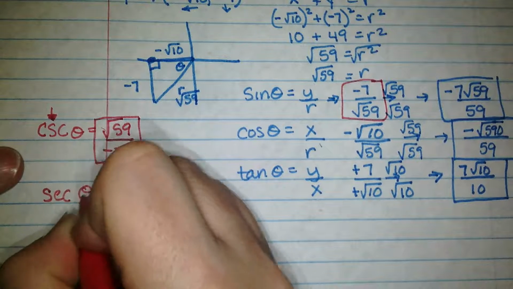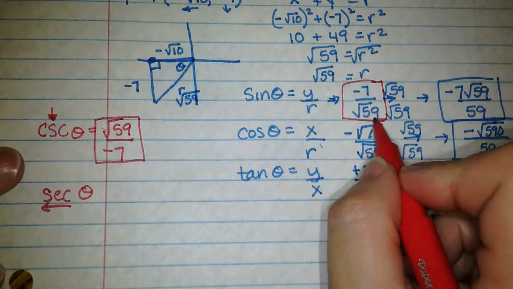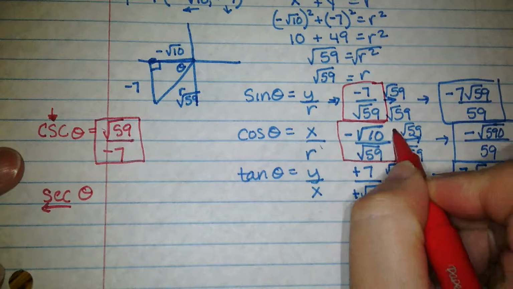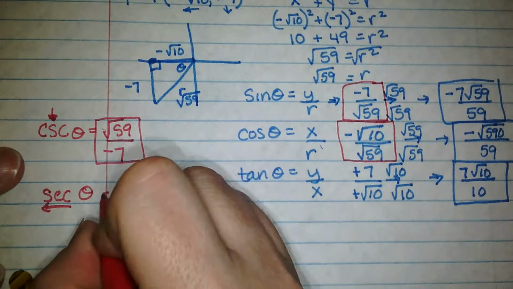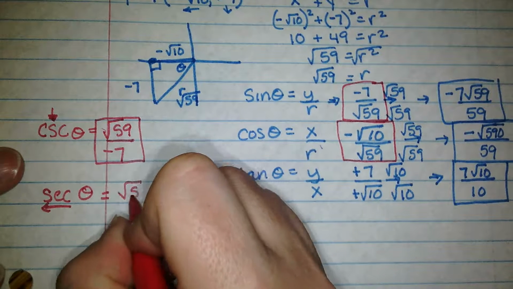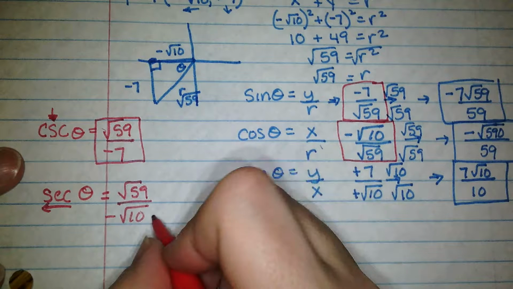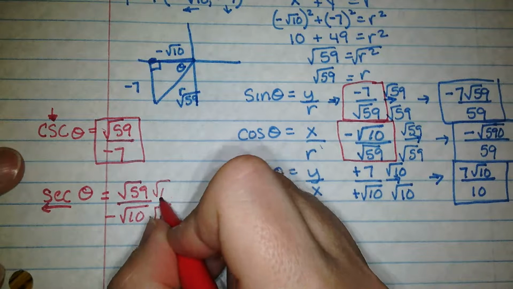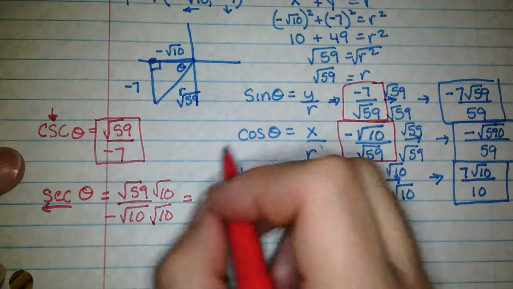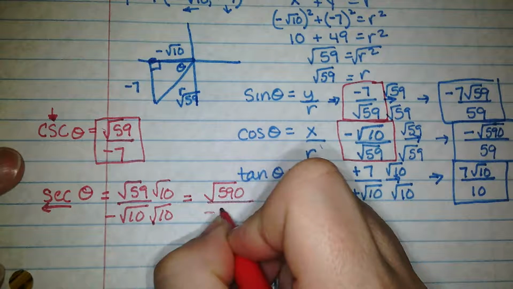Secant is the reciprocal of cosine. We're going to do the original of that, in which case we have the square root of 59 over negative square root of 10. Rationalize, and you end up with the square root of 590 over negative 10.